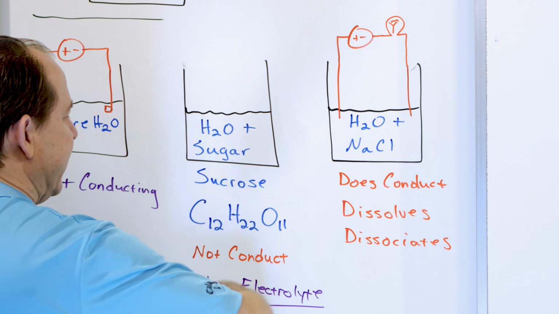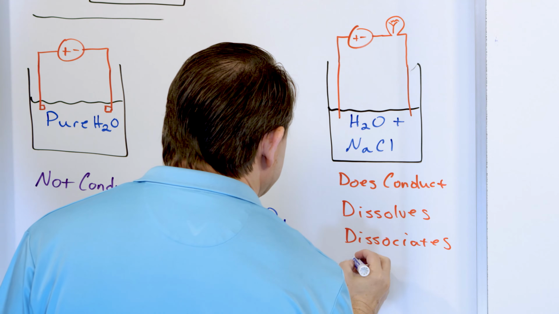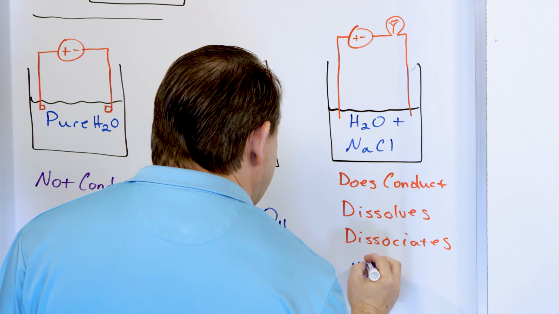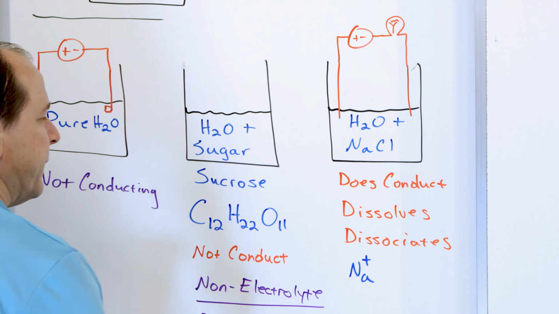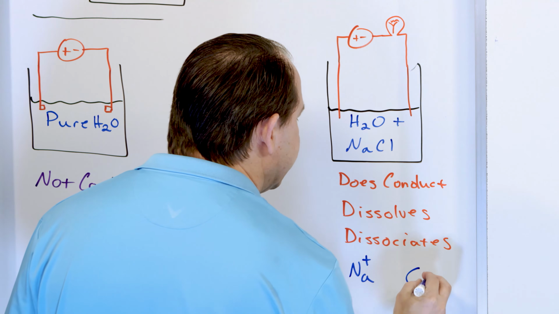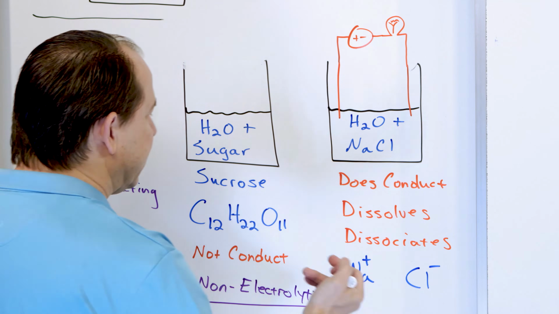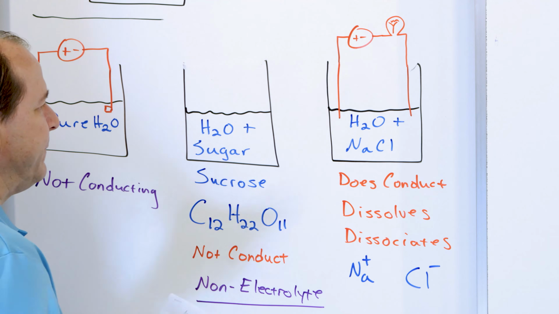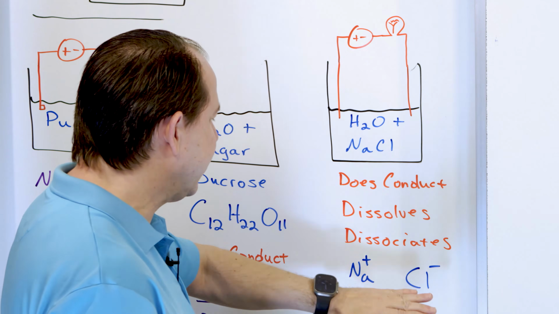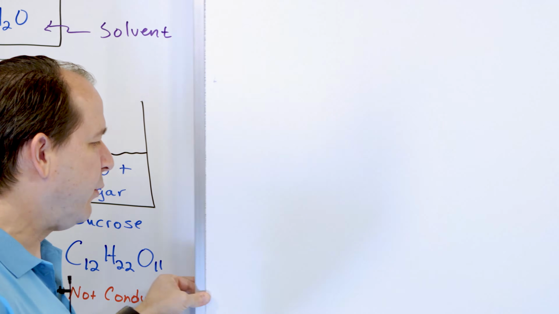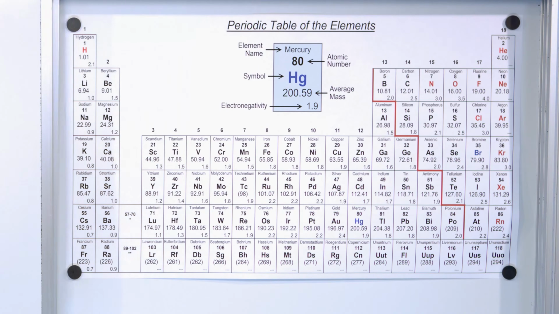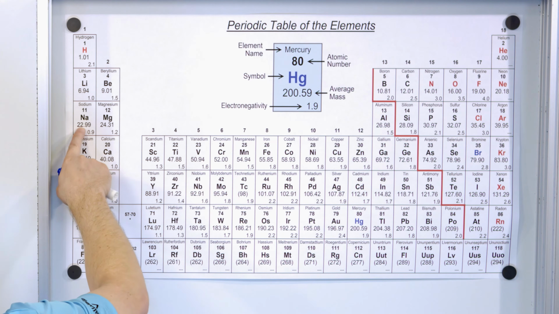So what ends up happening, it dissociates into the sodium ion, not the neutral form of it, but the charged form of it, and the chlorine ion, which is negative right here, right? And these ions are electrically charged. I'm going to talk a little bit more about what happens for the electrical conductivity in a second, but just remember from the periodic table, sodium lives in column 1.